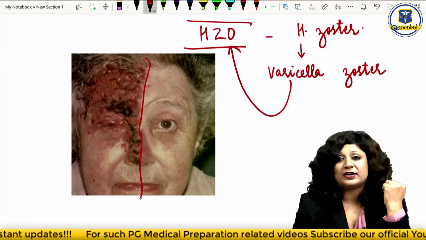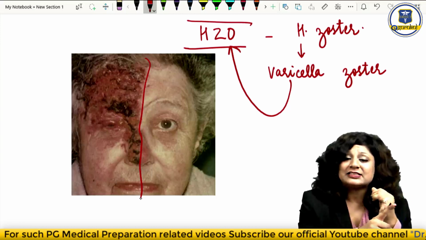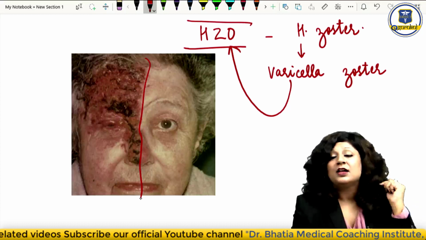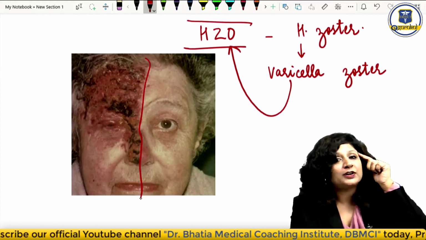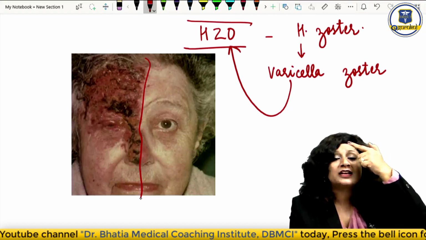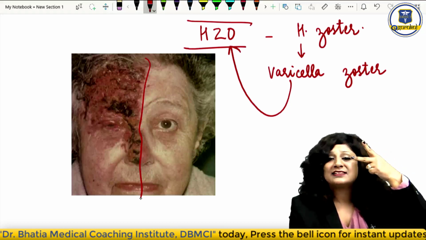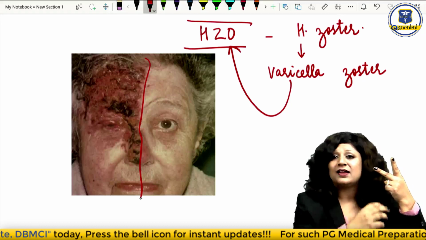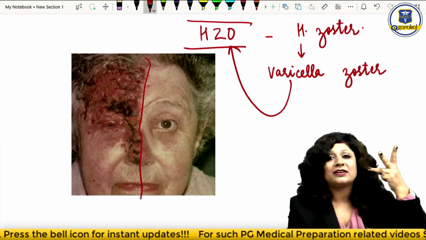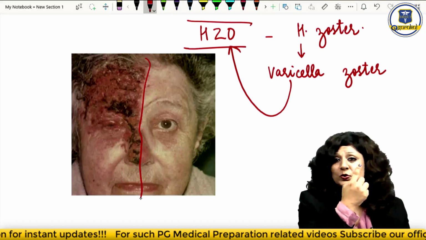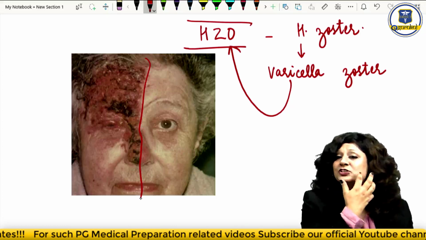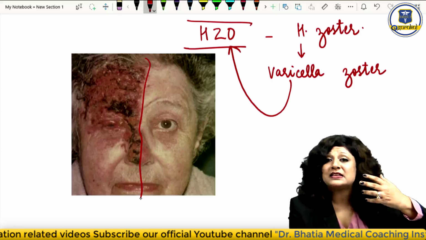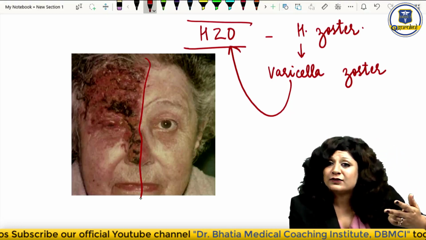Then the second important thing: the frontal is involved first, then the lacrimal and then the nasociliary. Because the frontal is involved first, first you will have skin eruptions here. Then second is the lacrimal, so you will have the lesion inside the eye. And third is the nasociliary, so the tip of the nose and the side of the nose, that is the cheek area, whenever this area is involved, that means the nasociliary division is already involved.